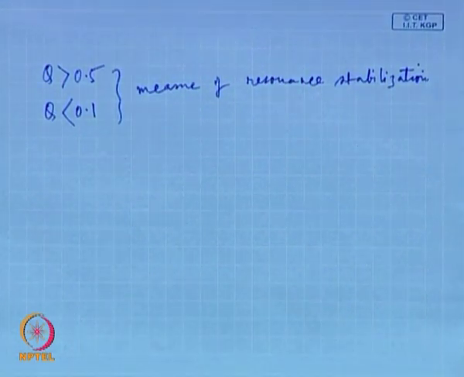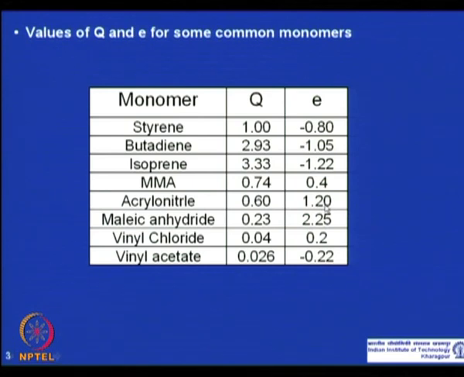So now if you know these values, then we know that two monomers having very positive electrostatic charges, like acrylonitrile and maleic anhydride, will be difficult to copolymerize. On the other hand, if you take maleic anhydride, the monomer is very much electrostatically positive. So homopolymerization of maleic anhydride is very difficult, it does not happen.